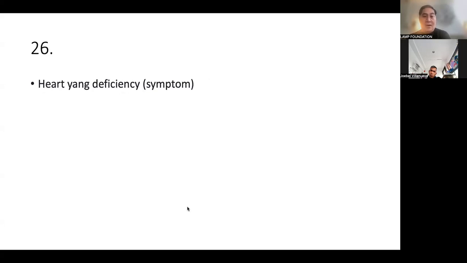Okay, the symptom in heart yang deficiency: spontaneous sweating. Yeah, this is also true with the lung. Heart yin deficiency, the symptom: night sweating.